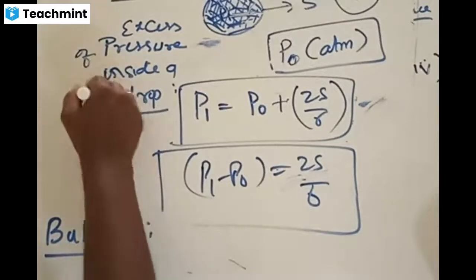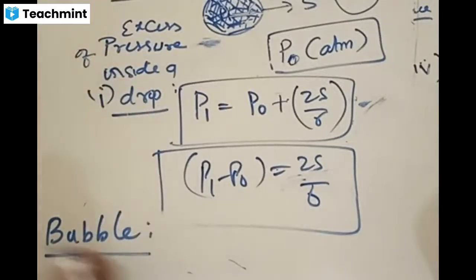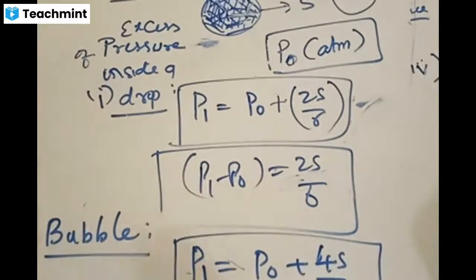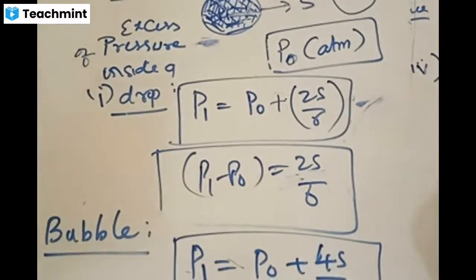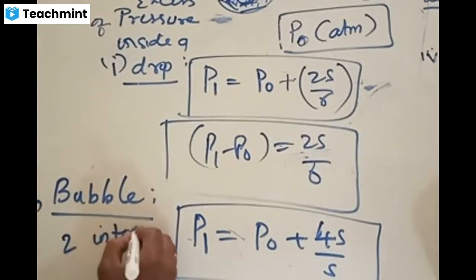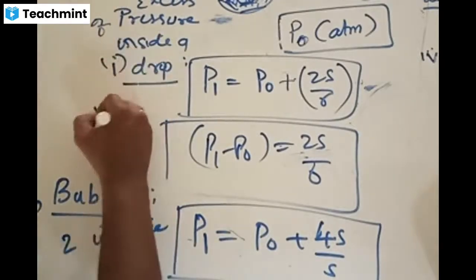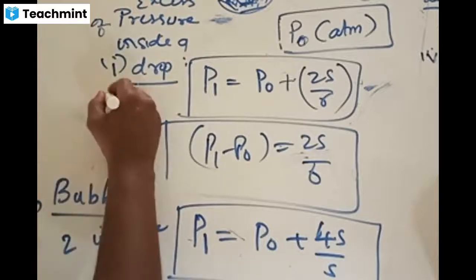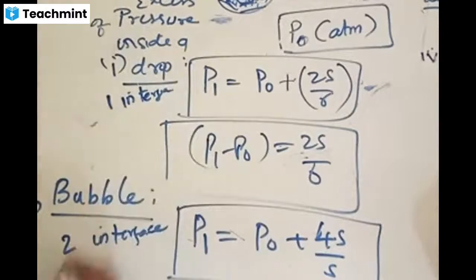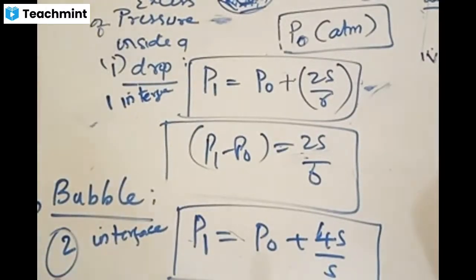This is one thing called a drop. One more thing is called a bubble. The excess of pressure inside the bubble is given by 4S by R. A bubble is a two-interface thing. What is a bubble? A bubble is going to have two interfaces, whereas a drop is going to have only one interface. Because of one interface, it is 1 times 2S by R. Because of two interfaces, it is 2 times 2S by R.